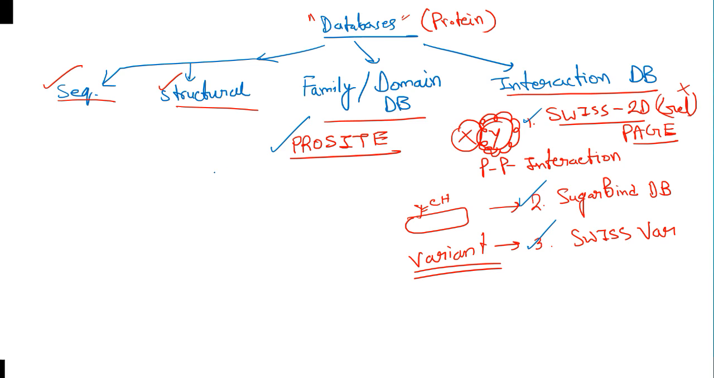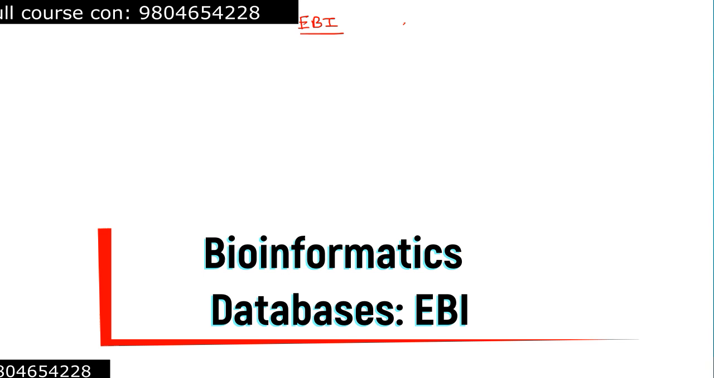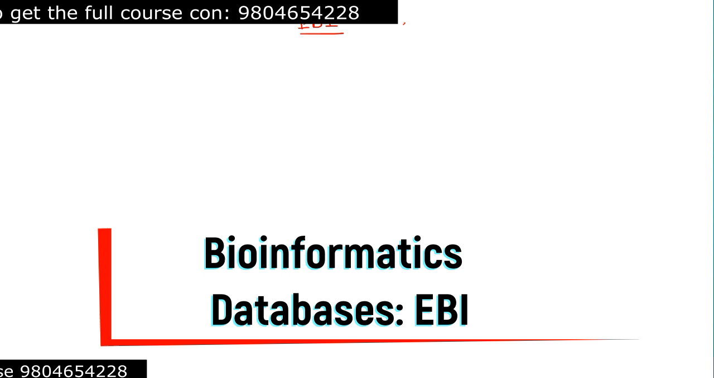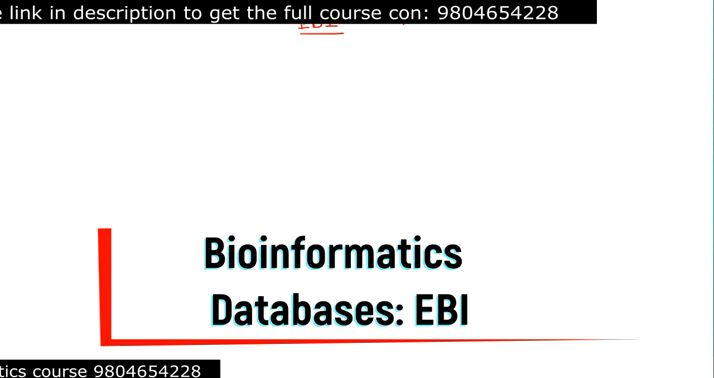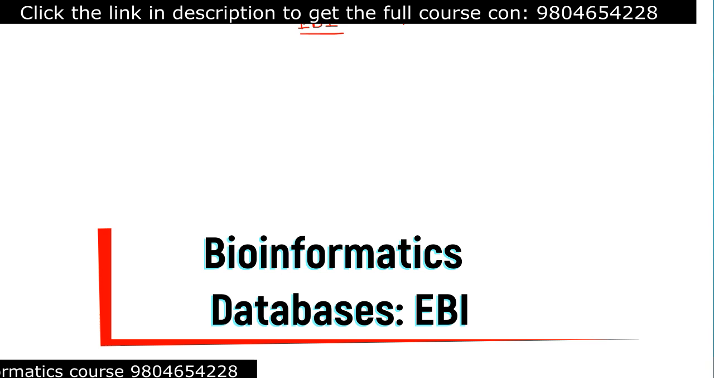So apart from all these European databases that we discussed, there's one more. Remember, I told you earlier that one such example is EBI, European Bioinformatics Institute. This name is very important in terms of bioinformatics tools. Two names: EBI and NCBI. EBI is European Bioinformatics Institute and NCBI is National Center of Biotechnology Information. Both play a crucial role in maintaining a huge amount of data in all the different kinds of databases.